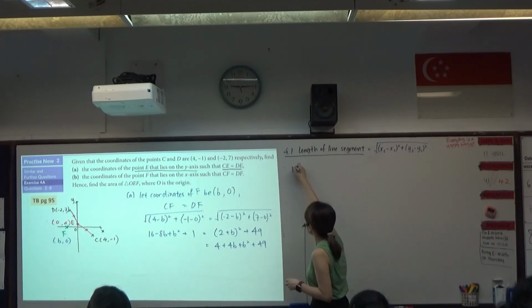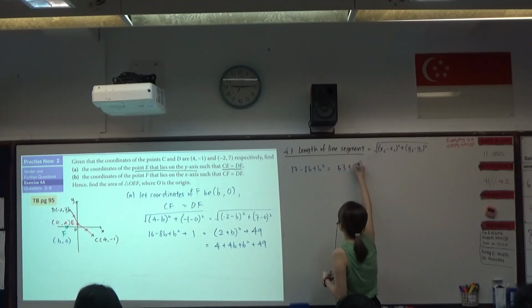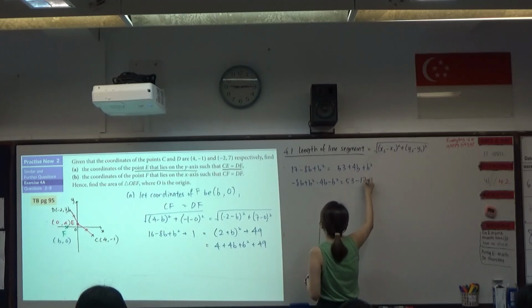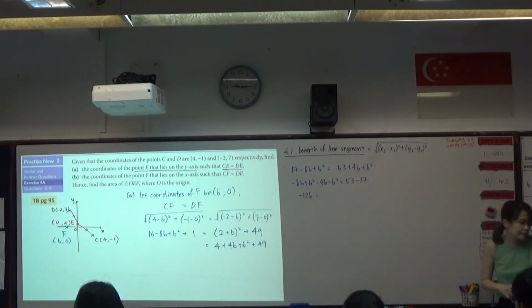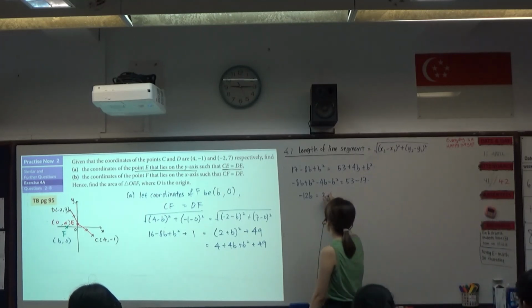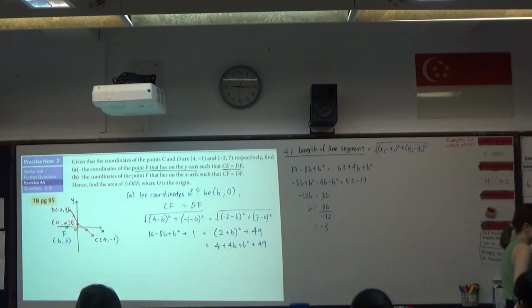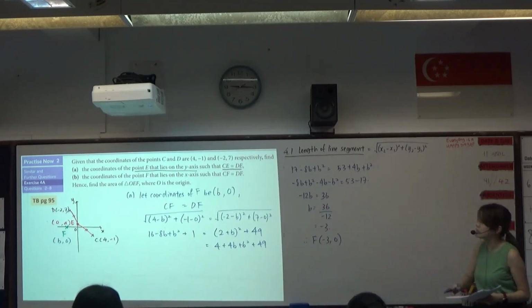Then I will have 17 minus 8B plus B squared equals to 53 plus 4B plus B squared. Placing all the B's to one side, I will be able to get negative 12B equals to 53 minus 17. That will give us 36. So our x-coordinate of F will be negative 3. So that's the coordinates of F.